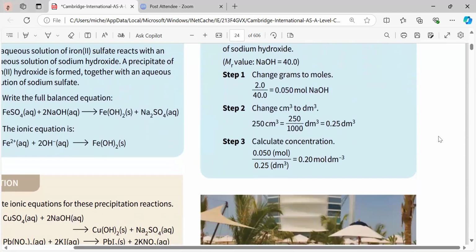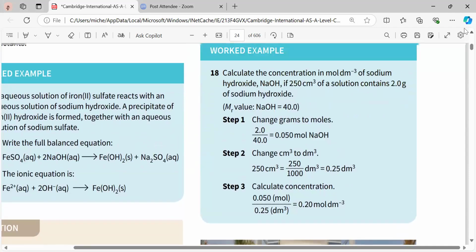So I think we have time, right? Yeah, we have time just to discuss this worked example for a while. It's actually pretty simple. We're just going to use the formula stated previously. Calculate the concentration in mol dm⁻³ of sodium hydroxide, NaOH, if 250 cm³ of solution contains 2 grams of sodium hydroxide. The Mr value of sodium hydroxide is 40.